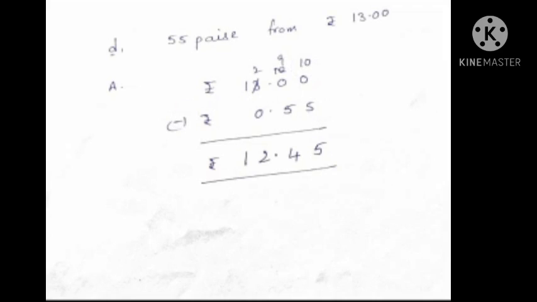10 minus 5 is how much children? 5. 9 minus 5 is 4. Then the dot remains in the same column. Next 2 minus 0 is 2. And this 1 we have to drop here. Then the rupee symbol. So after subtracting these amounts of money, what is the final answer we got? Rupees 12.45.